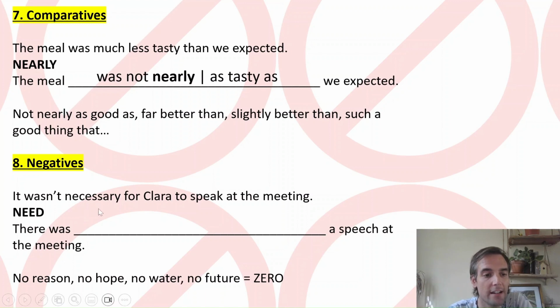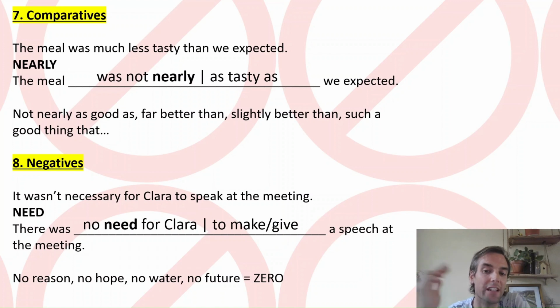So here, if it wasn't necessary, then there was no need. That's the expression, isn't it? There's no need, no reason, whatever expression it is. Then, of course, there's another little trick, to speak, but this is a speech. So you have to think, what verb goes with speech to mean speak? Well, we can say make or give a speech. That would be the most common one. Maybe deliver a speech. They're all fine. The main thing is no need, this zero negative, no need for Clara to give a speech, is the same as it wasn't necessary. There was no need.